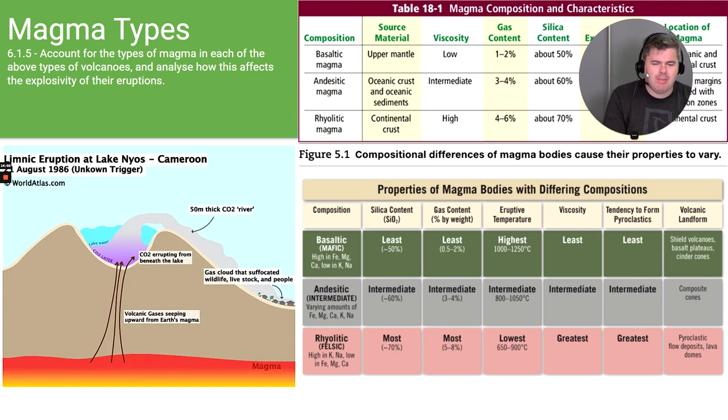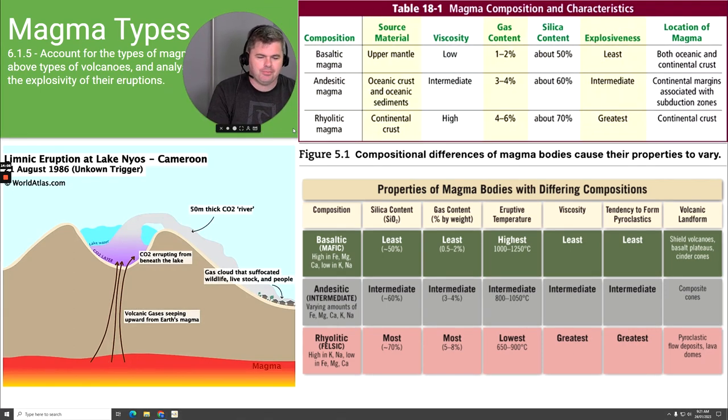Now, here we have different magma types. I'm just going to move myself over here. So, the table in the top right-hand corner has three different types of magma: basaltic, andesitic, and rhyolitic. Each one of these has a different viscosity, gas content, silica content, explosiveness, what have you. Viscosity, as we know, is how quickly a fluid can flow. So, if you're comparing pouring honey out of a jar to pouring water out of a jar, the honey is going to take longer because it's more viscous. So, basaltic magma has a low viscosity, meaning it flows very quickly. Rhyolitic flows very slowly.